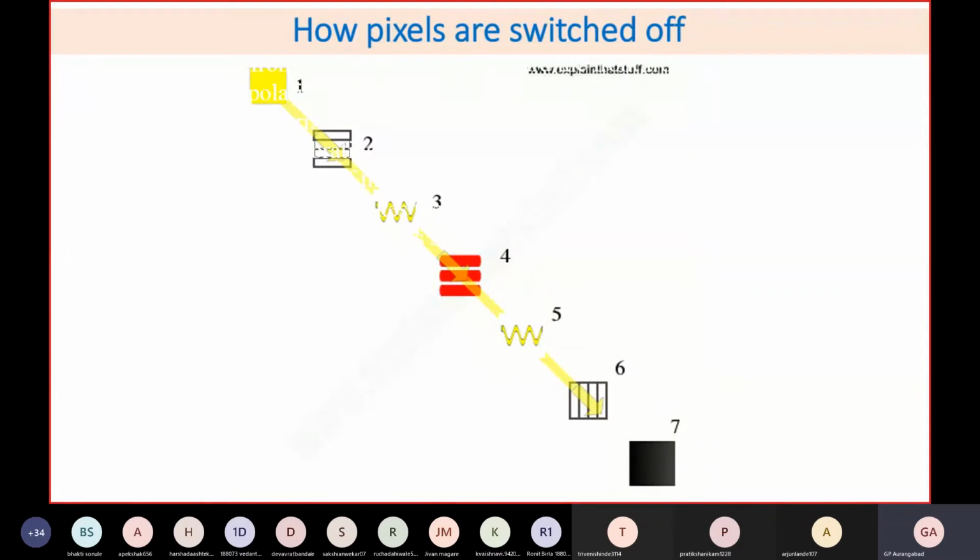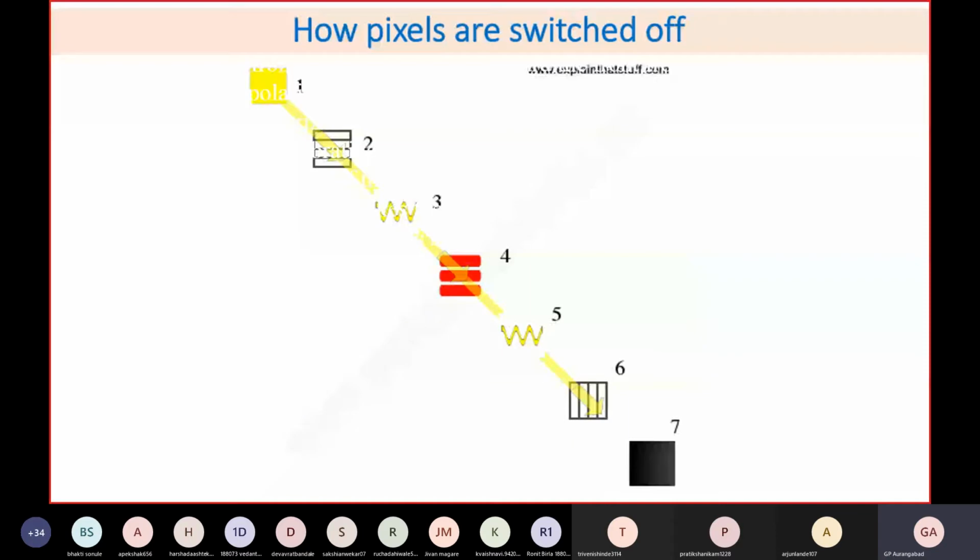And in that way, that particular pixel will be shown as dark. Remember, I'll repeat the same operation again. That is, we are discussing how pixels are switched off. That means if any pixel is there, how is it switched off, or how does the viewer see an off condition, that is a black condition, for that particular pixel. That is possible because the light is coming from your backlight.